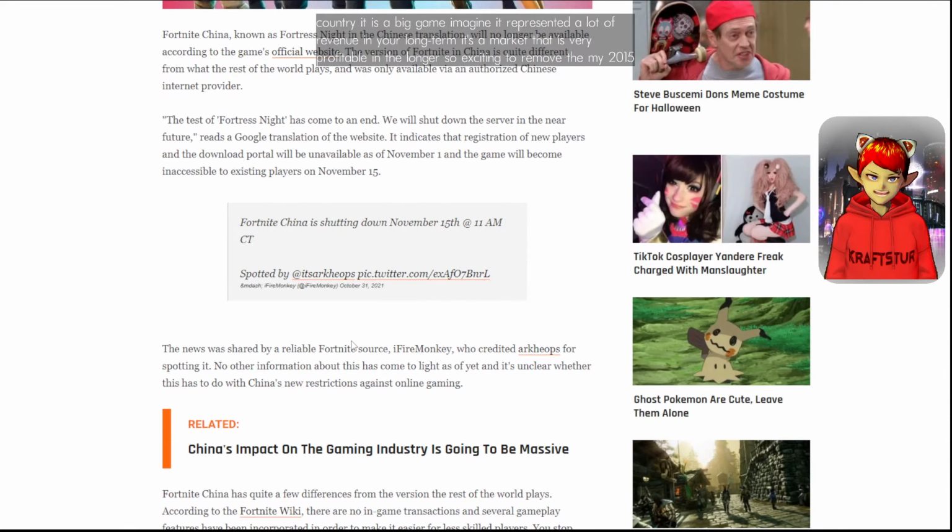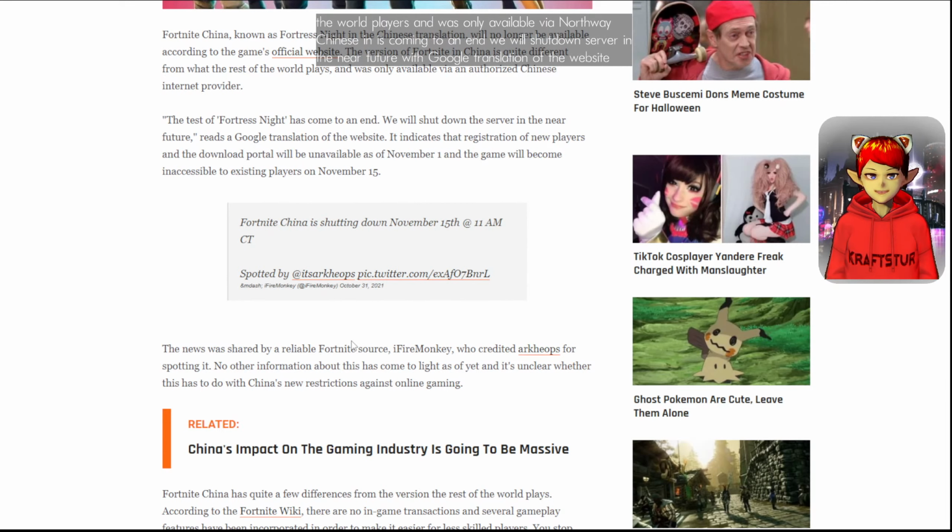So Fortnite China, known as Fortress Night in the Chinese translation, will no longer be available according to the game's official website. The version of Fortnite in China is quite different from what the rest of the world plays and was only available via an authorized Chinese internet provider. "The test of Fortress Night has come to an end. We will shut down the server in the near future." Read the Google translation of the website.